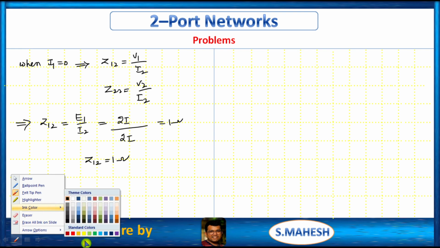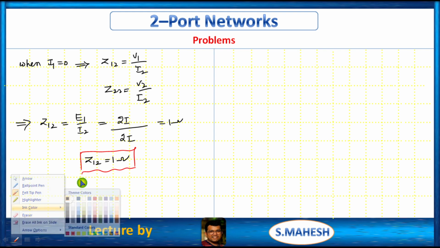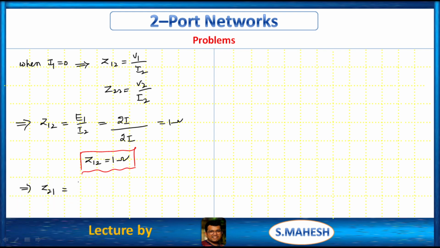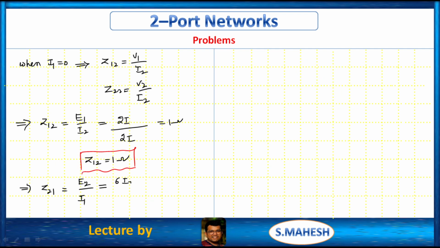Clear. Now we have to get the value of Z21, which equals E2 by I1. E2 is 6I2 minus 4I, divided by I1, which is 2I. But we all know that I2 is nothing but 2I. Therefore (12I minus 4I) by 2I. So Z21 is nothing but 4 ohms. So we have Z11, Z12, Z21 and Z22.